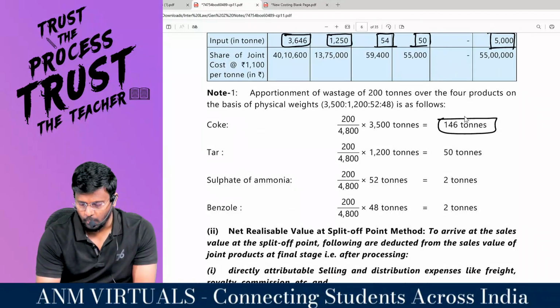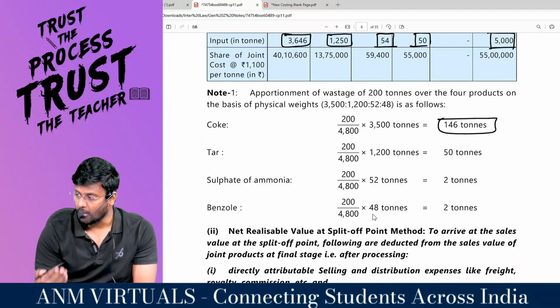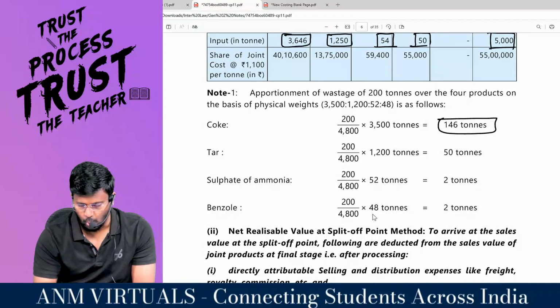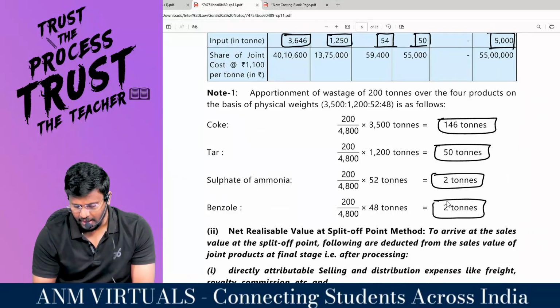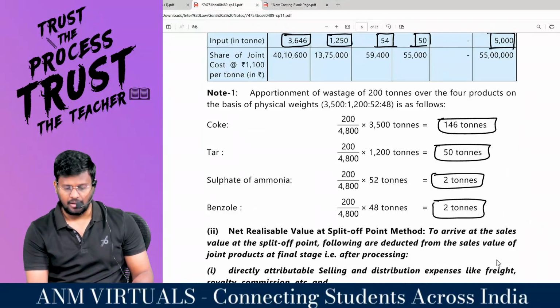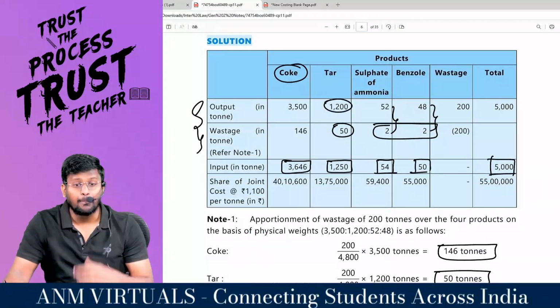Coke, they have found out 146 ton. That is the normal loss. Out of 200 tons normal loss, 146 ton is attributable to coke, 50 ton is attributable to tar, sulfate of ammonia 2 ton, and benzol 2 ton, my dear lovable students. Getting it? This is the first method to apportion the joint cost.